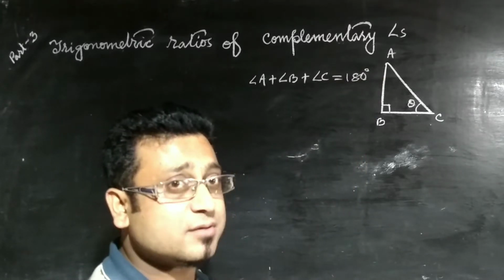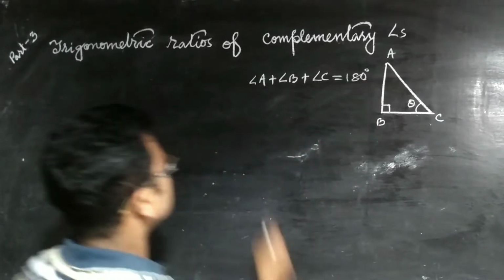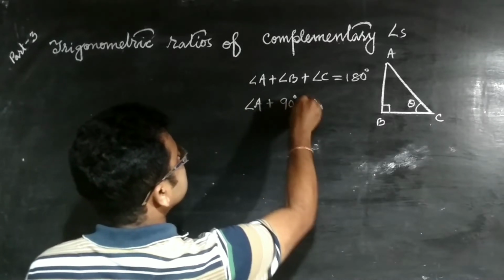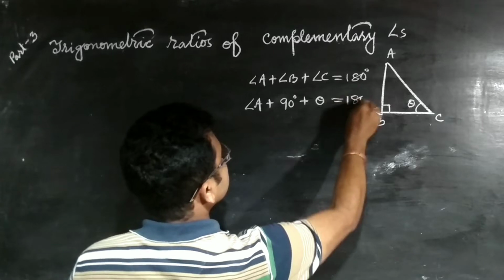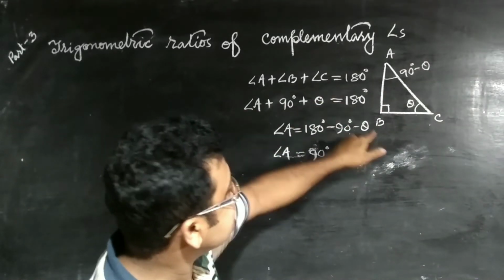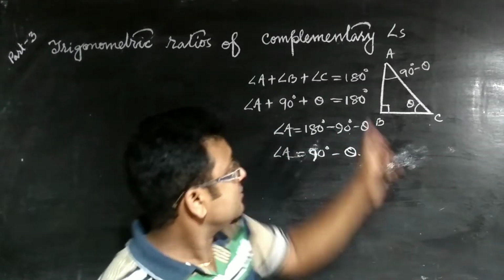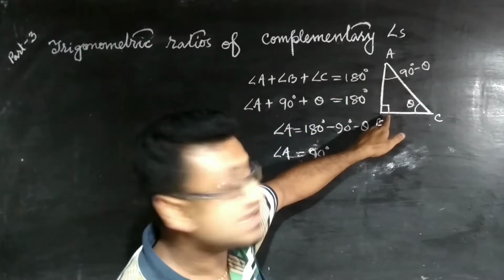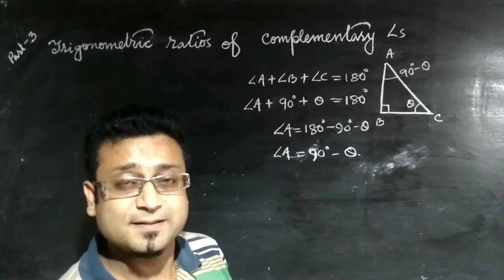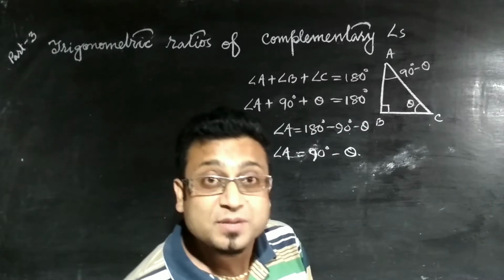Fine. I think you can still recollect whatever you have learned in class 7 and 8. Now, angle A is how much? I don't know, so let that be angle A. Angle A plus angle B, which is 90, plus angle C, which is theta, equals 180 degree. So from here we get angle A equals 180 minus 90 minus theta. That means angle A is 90 minus theta. So what you can get from this figure is that this one is 90, this one is theta, this one will be 90 minus theta. That means angle A and angle C are complementary.